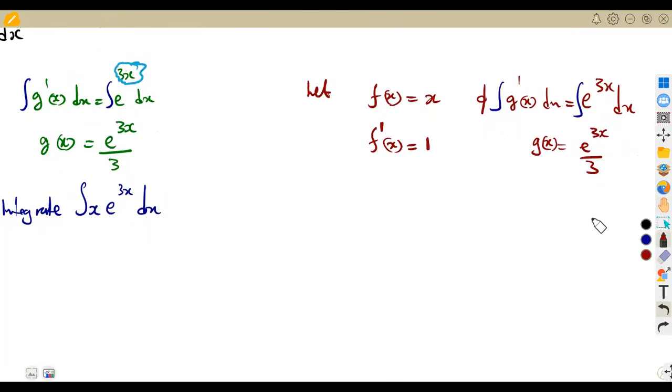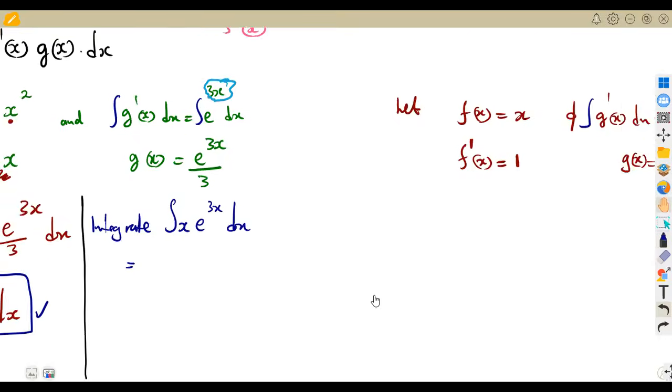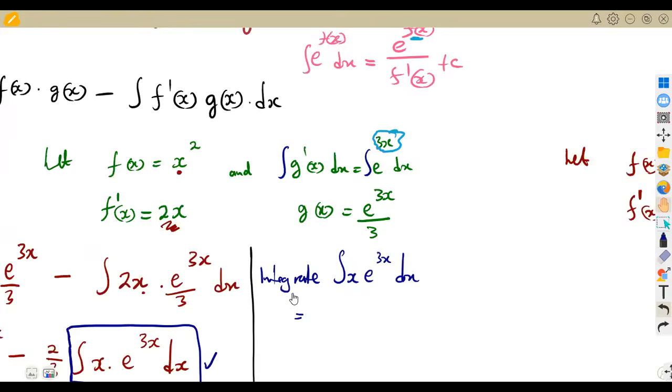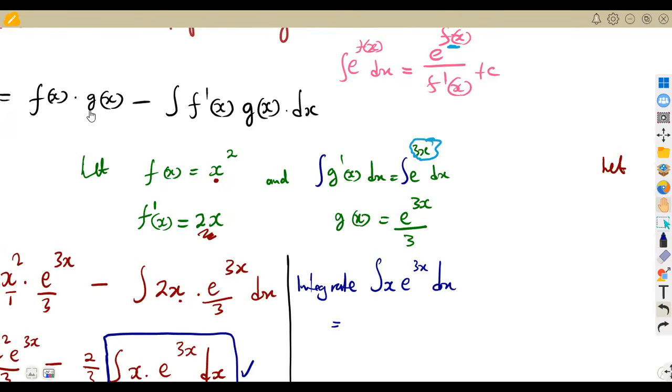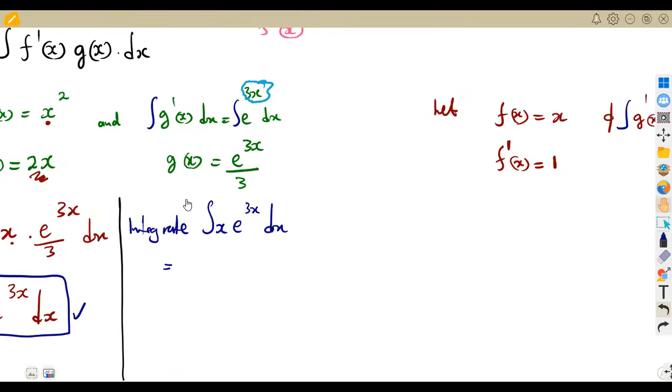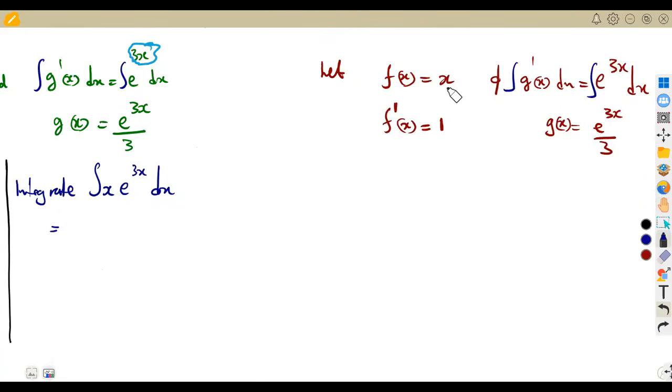So this is it. Remember, what we are supposed to integrate is x times e to the exponent of 3x. From our formula, the integral of this type is going to be given by f of x by g of x, this is our by parts formula. So we multiply f of x and g of x first. f of x, which is x, times g of x, e to the exponent of 3x over 3, minus, what are we going to subtract?